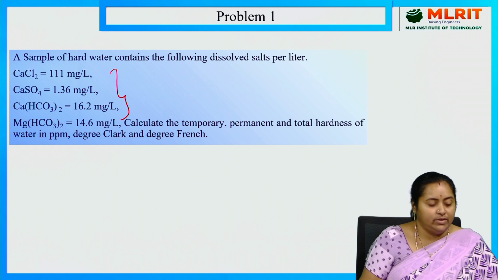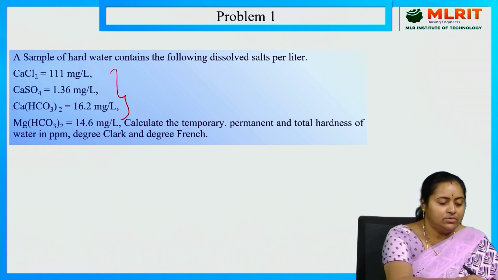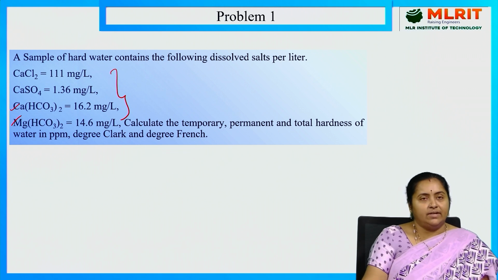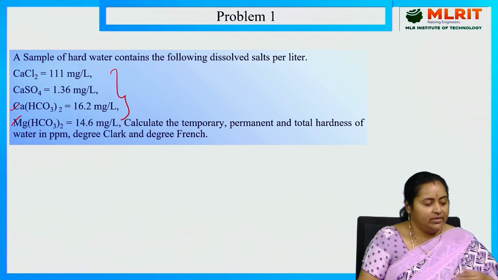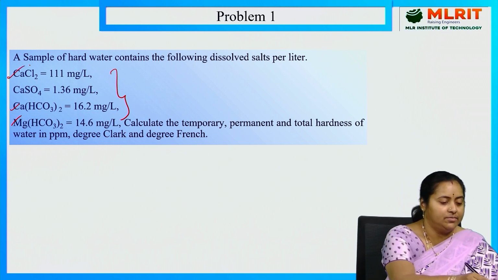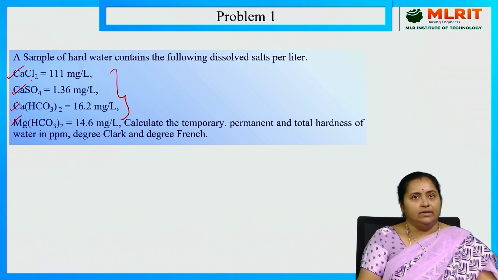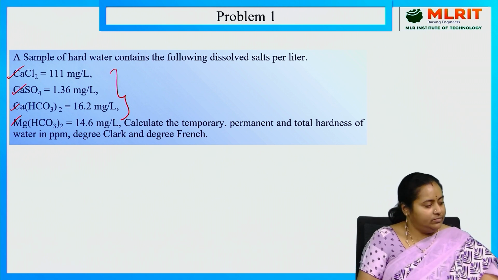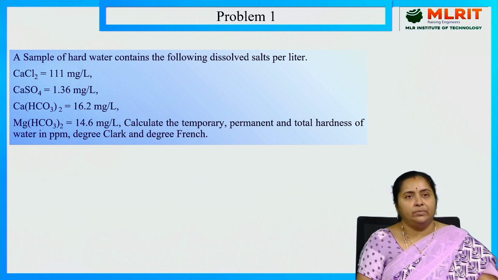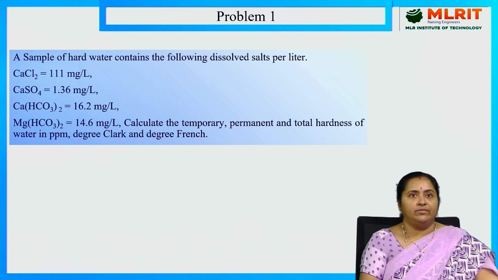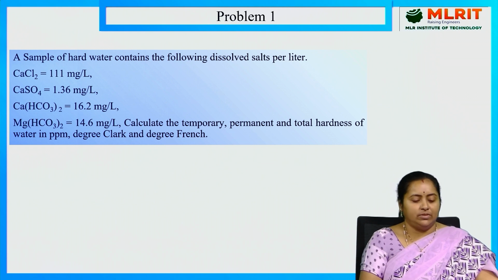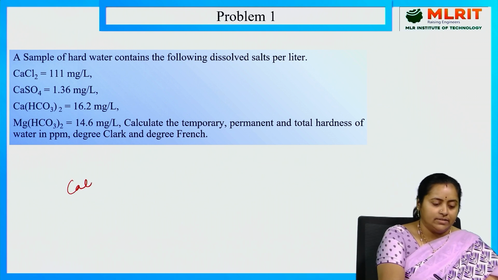If you notice in these 4, calcium bicarbonate and magnesium bicarbonate are responsible for imparting temporary hardness to the water sample, and the first two, calcium chloride and calcium sulfate, are responsible for imparting permanent hardness to the water sample. So, whatever salt is present in dissolved state in water, we need to convert them in terms of CaCO3 equivalent hardness.